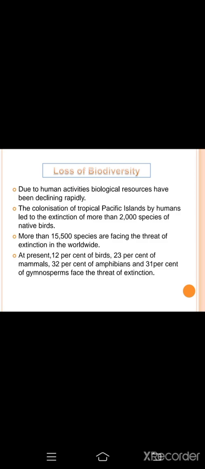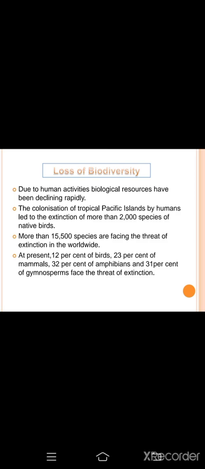Next one is the colonization of the tropical Pacific islands by humans. Even humans are supposed to live in certain areas, but what we do is we explore different types of places which were not touched also. When we move to a different area where it was calm, we are destroying the biodiversity of that area, so the plants and animals start dying because we occupy that place.